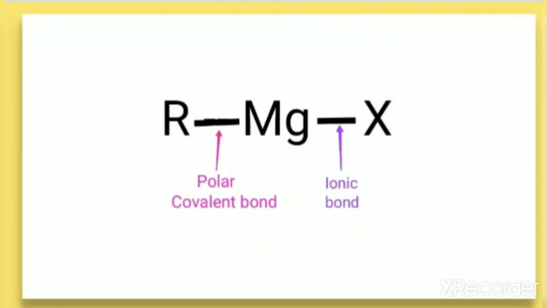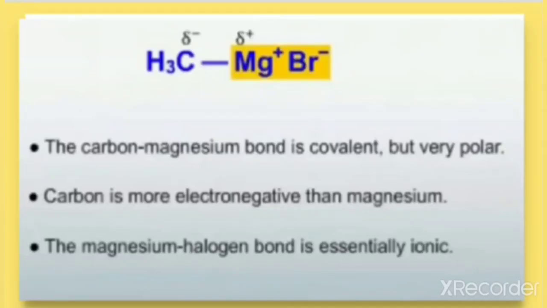That means a polar covalent bond, which is found between the carbon of the alkyl group and magnesium, and an ionic bond between magnesium and the halogen group. So the carbon-magnesium bond is covalent and it is very polar, which you can see in this figure. R is represented as CH3. So the carbon develops a partial negative charge, magnesium develops a partial positive charge, and carbon is more electronegative than the magnesium. Here the magnesium-halogen bond is ionic.